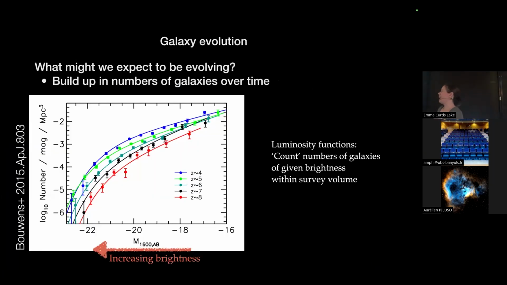So counting galaxies, that's one of the first things we do at high redshift, honestly. Here's a luminosity function measuring the rest-frame ultraviolet. So we have increasing brightness in this direction. This flips around, I'm sorry for that. Different plots will have it in different directions. And then we're essentially counting the numbers of galaxies of a given brightness within a survey volume.